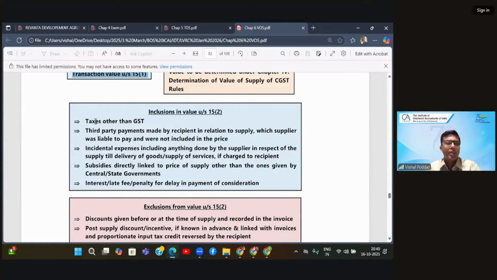First, any tax other than GST. So if there are any other indirect taxes which are still continued and that is applicable to your goods, first add it, and then on that total value you will charge GST.